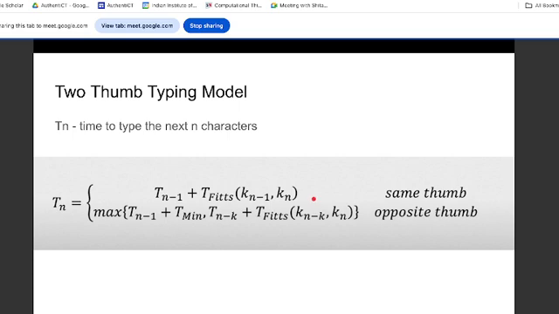But when you are typing with two different thumbs, a word that consists of the entire layout, then there are two times you will consider. Either you will consider Tn minus 1 plus Tmin, where Tmin is switching between the hands and Tn minus 1 is the last time you typed with the same thumb, and then you switch the thumb. So this was for the same thumb, and this is for the switching of the thumb after typing k letters in the same area.